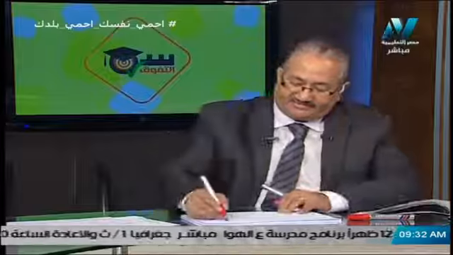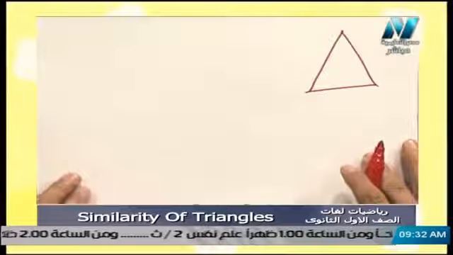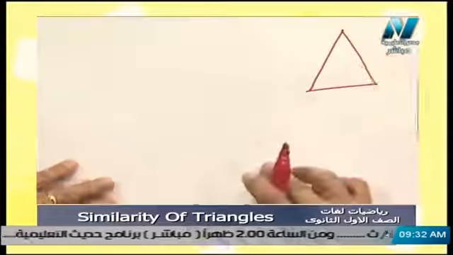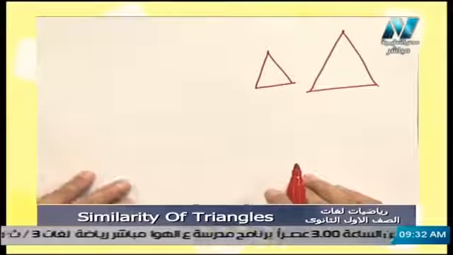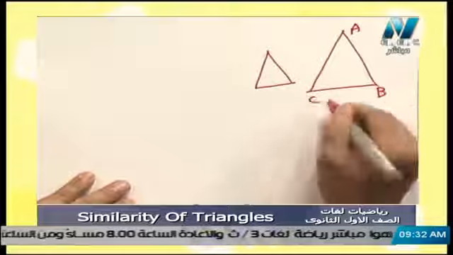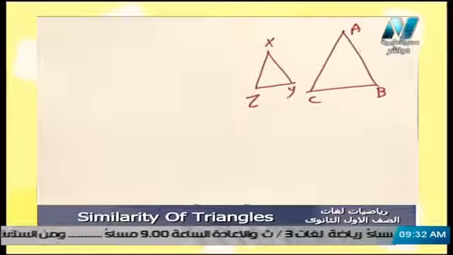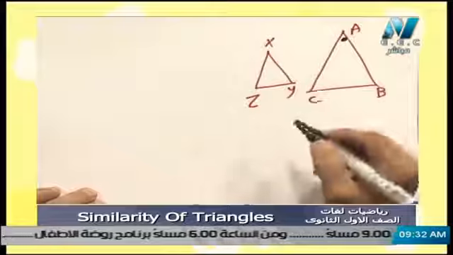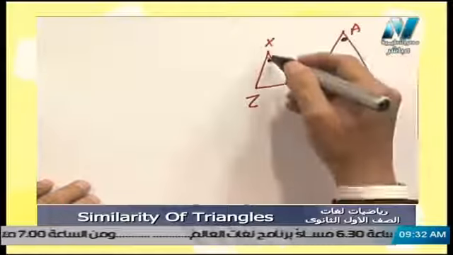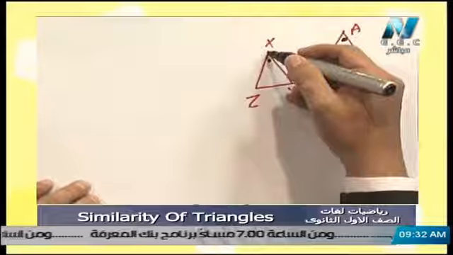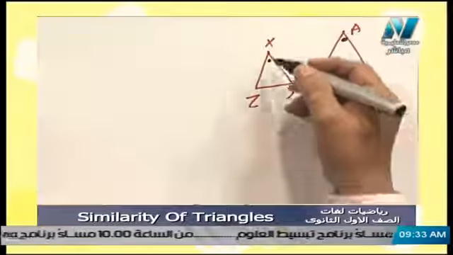If we have a triangle ABC and another triangle XYZ, and we have measure angle A equal to measure angle X, and these two sides are proportional, AB and the corresponding side XY are proportional with the sides AC and XZ.